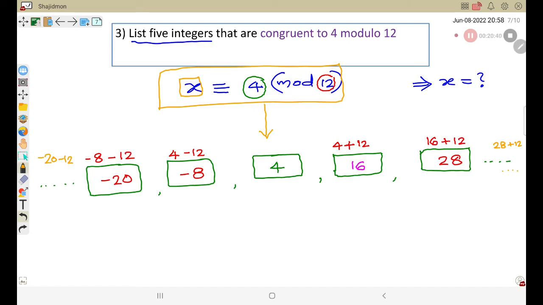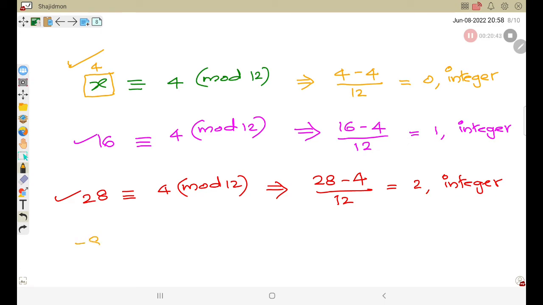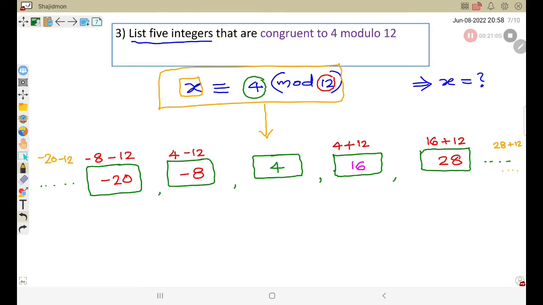So you can check whether minus 8 is correct or not. On the next page I am checking whether minus 8 is congruent to 4 mod 12. As usual we check minus 8 minus 4 divided by 12. Minus 8 minus 4 means minus 12, and minus 12 by 12 means minus 1. It is an integer number, so it is correct. Like that it is continuing. We can write however many numbers we need. Here it is asked only for 5 integers, so you can write 5 integers on any side, either right or left. So this is the question we need to do here.